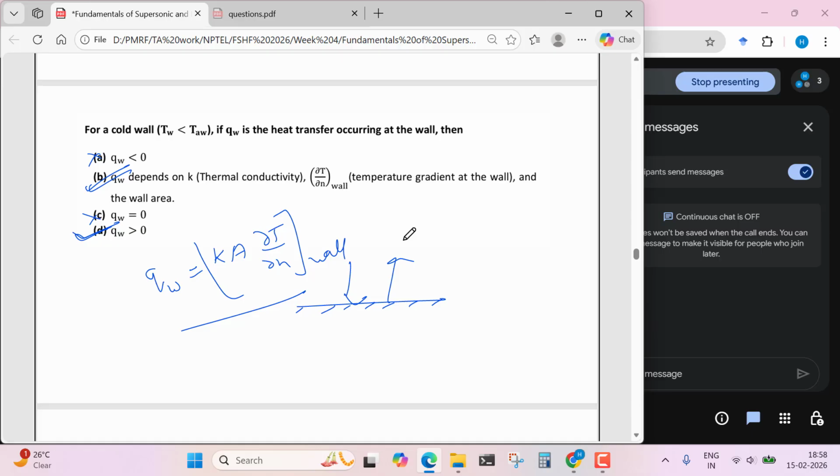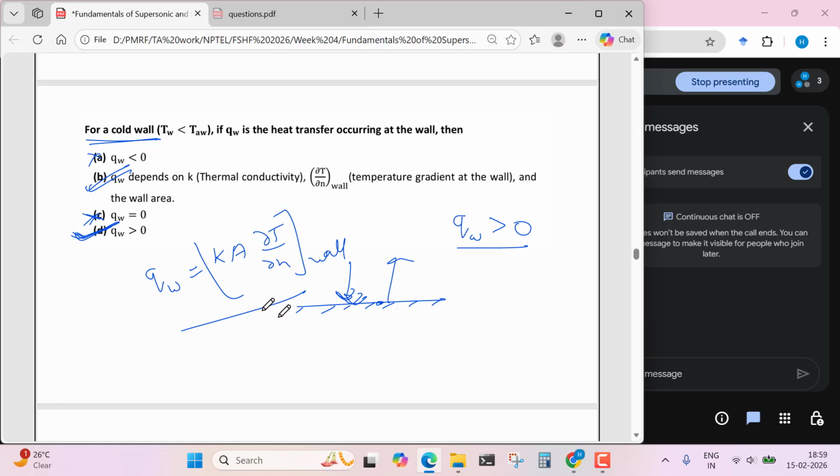This question is also very simple. One thing is given, that there is a cold wall and QW is a heat transfer. So if the wall is cold and the flow is hot, then in which direction will the heat transfer be? It will be towards the wall, and QW is the heat transfer occurring at the wall. So QW will be greater than 0. The rest of the two options will be wrong, as they are not possible.